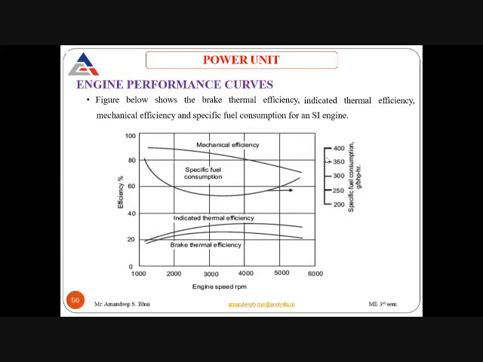So 350 gram per brake horsepower per hour. This is the specific fuel consumption. Now, as the RPM is increased and it reaches around 3500, the specific fuel consumption is between 200 and 250. So it is reduced. And again, beyond 3500 RPM, the specific fuel consumption starts to increase. So this is how the specific fuel consumption graph varies with the RPM.